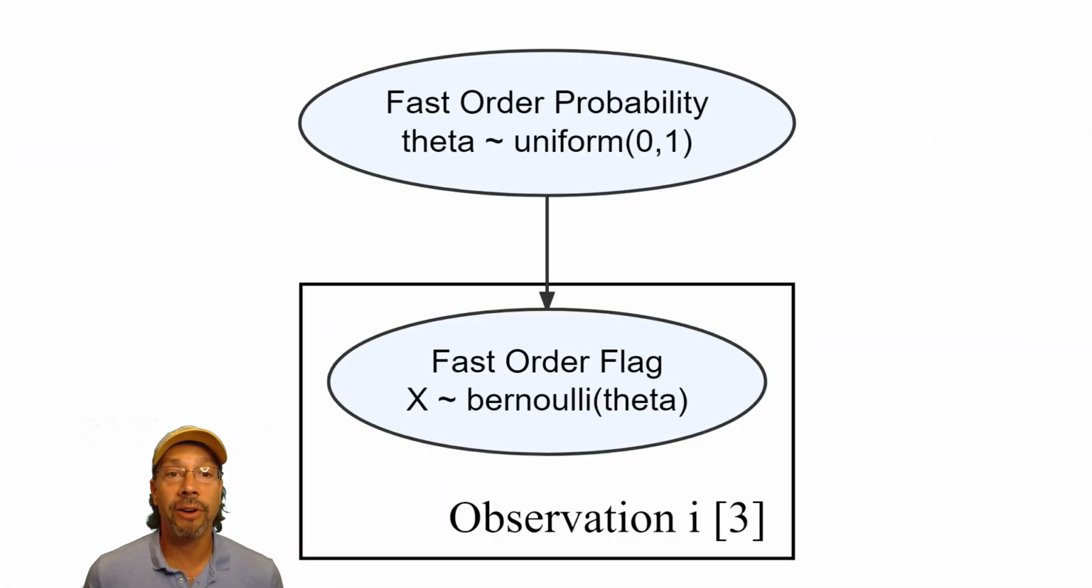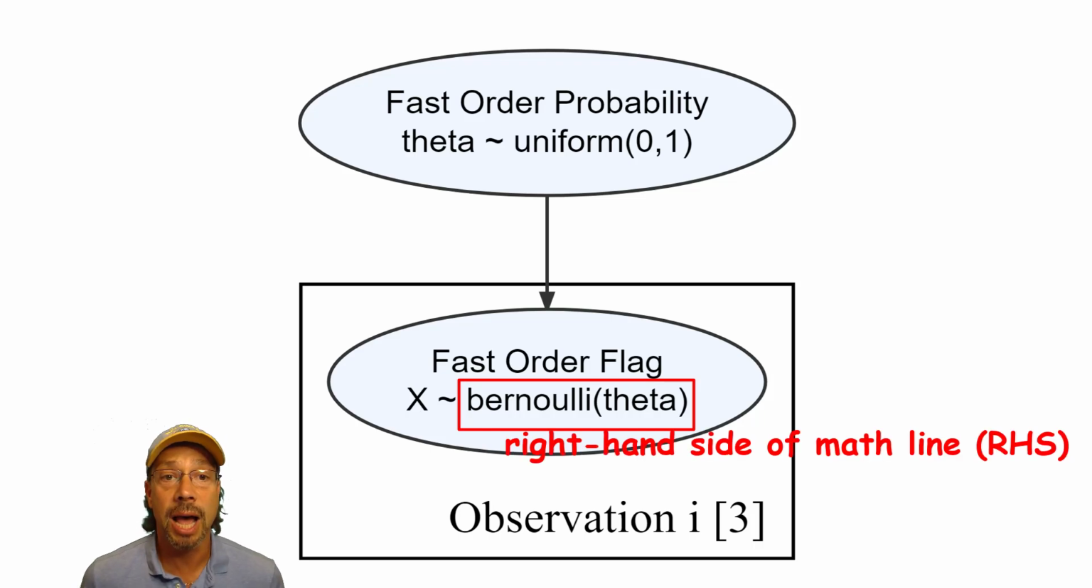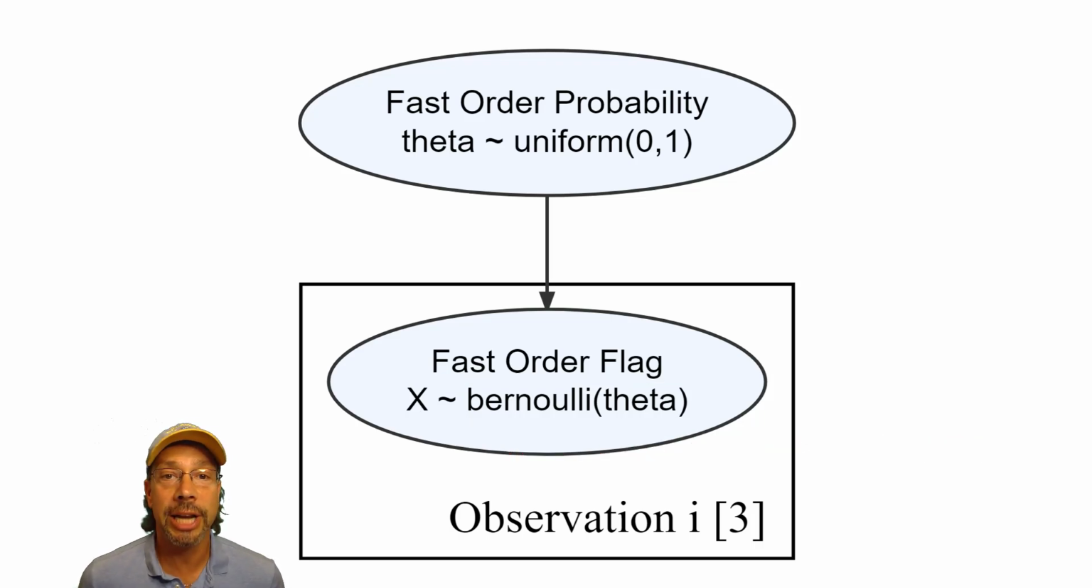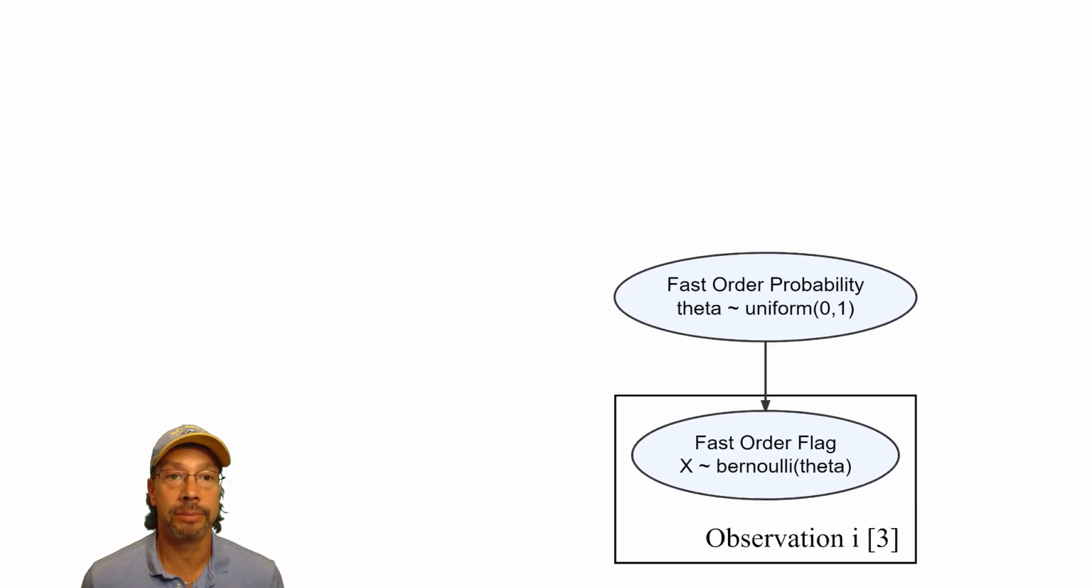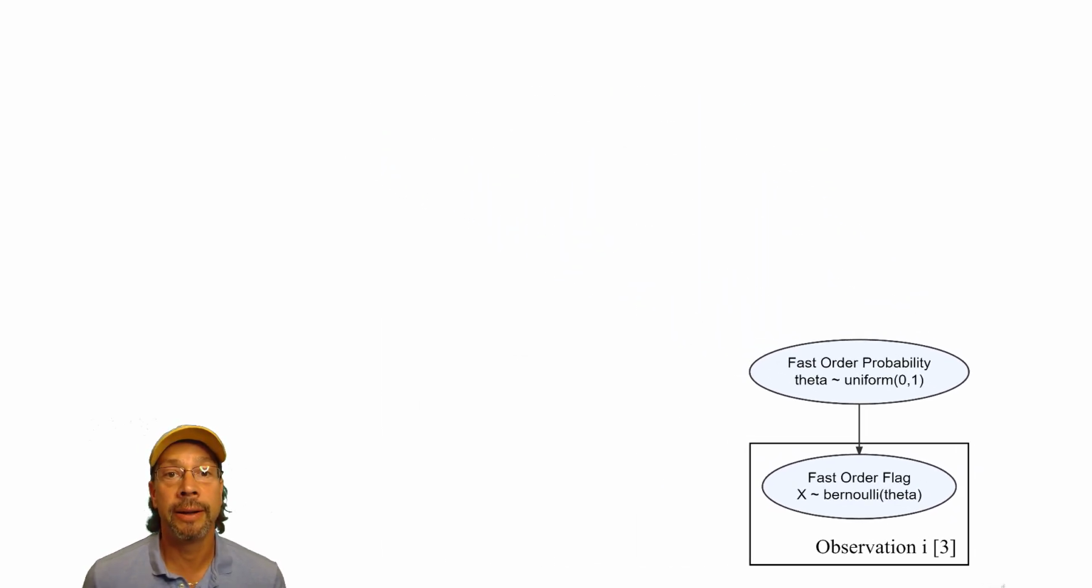So whenever you have undefined variables for a node on the right-hand side of the math line, like theta, you need to make that variable a parent node and define how it gets generated. In this case, we create a single realization parent node called theta that represents the success probability with which each of the 3 observations of x will be generated.